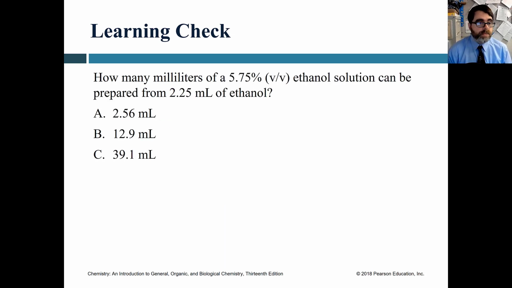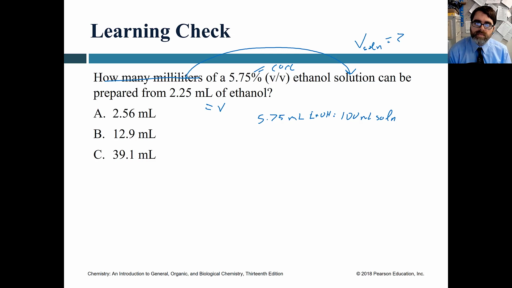This one here is similar. We're given a concentration of the solution. We're given this time, though, the volume not of the solution but of the substance here. Well, we once again have the conversion factor then, that 5.75 milliliters of ethanol is equal to 100 milliliters of solution, and this time we want to solve for how many milliliters of solution, so we want to solve for volume of the solution.